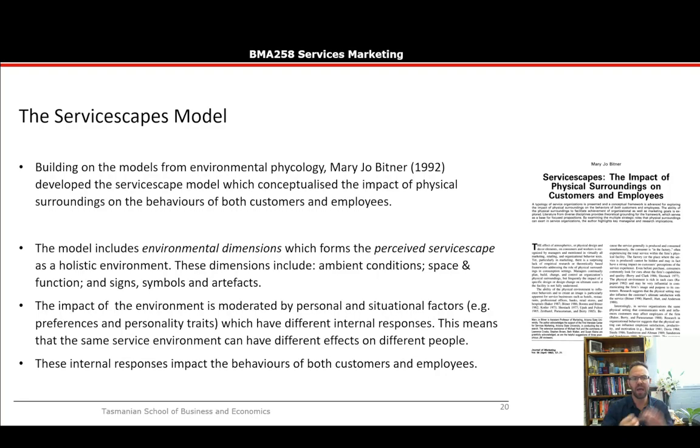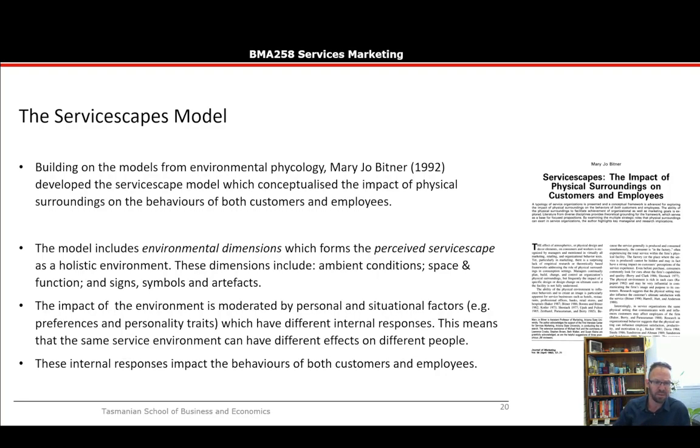These dimensions include the ambient conditions, space and function, signs, symbols and artifacts. And we're going to look at those in a little bit more detail coming up. We've got the model on the next slide. The impact of the environment is moderated by personal and situational factors, which goes back to what I was talking about before, that different people respond in different ways to the same stimuli.